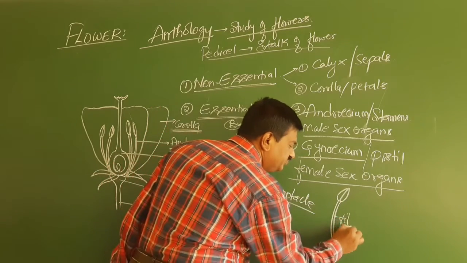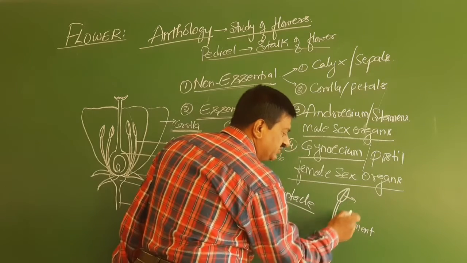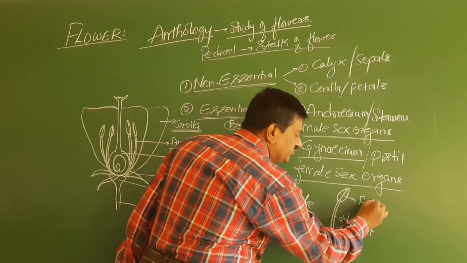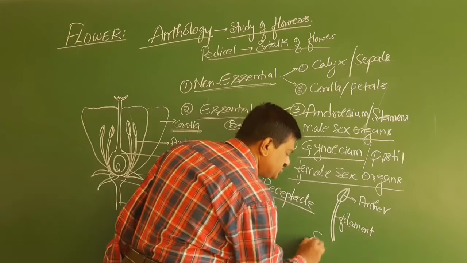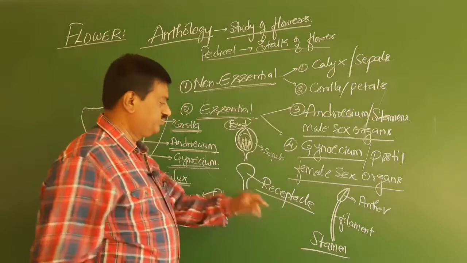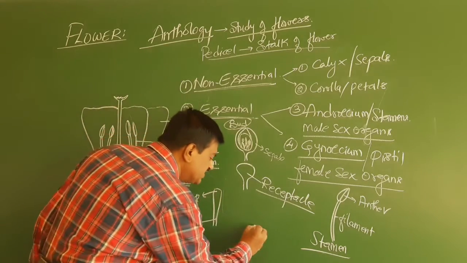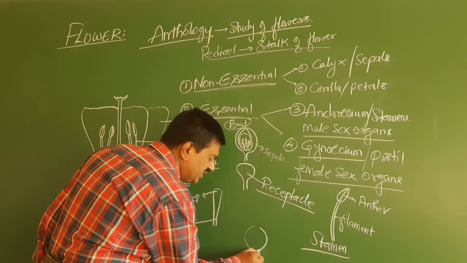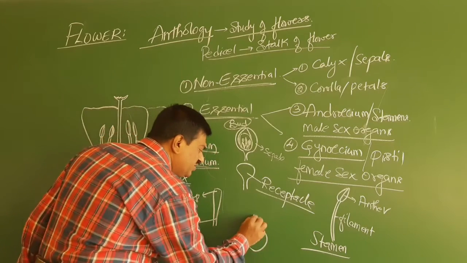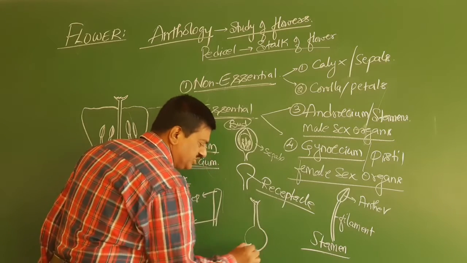So this is the stalk called the filament, and this is called the anther. This is the male sex organ, the stamen. And the female part is called the gynoecium, which has three parts. As we know, there is the presence of the ovary, and this is a stalk called the style, and this is called the stigma.